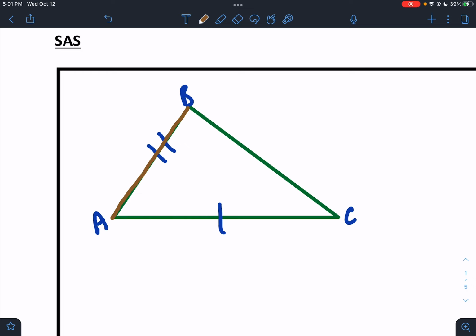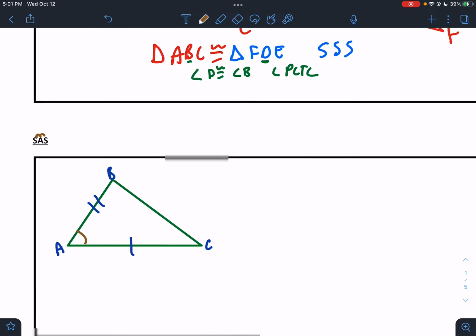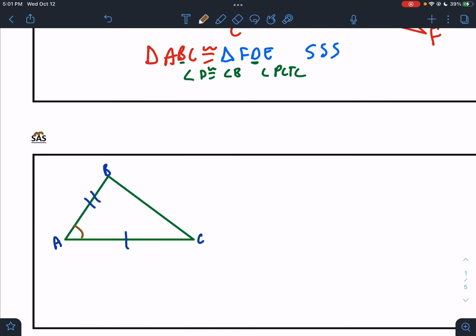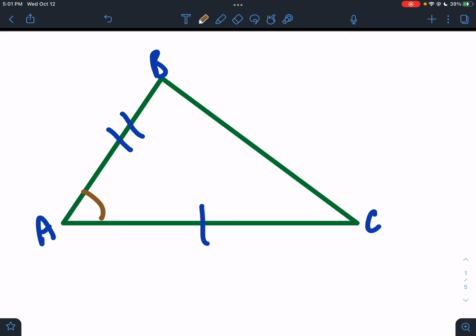If you look at the name, where's the angle? If the angle is between the two sides in the name, then the angle needs to be between the two sides in the picture. It's called the included angle. So that is two sides and the included angle.